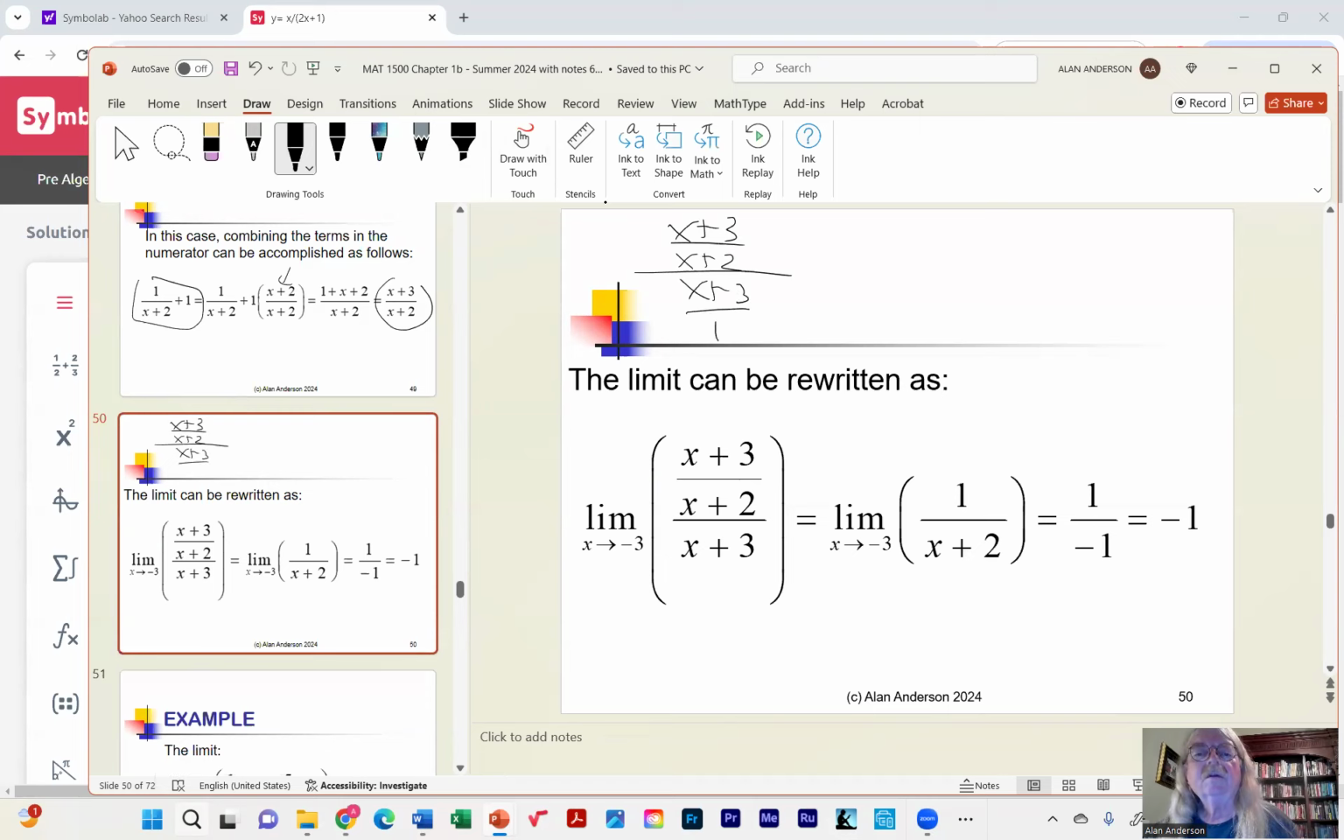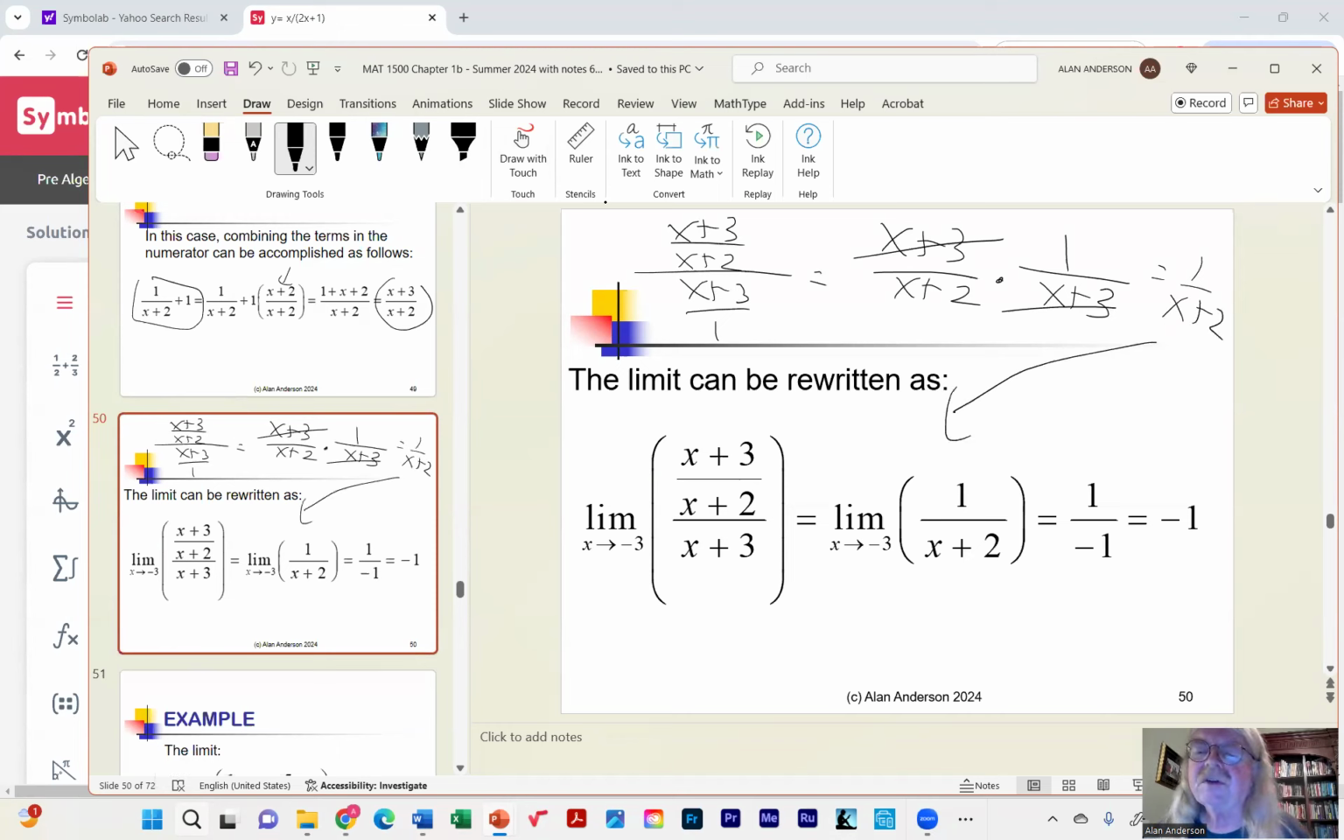I'll put a 1 here, which will not affect the value, and rewrite it by multiplying by the inverse of the denominator. And I'm left with, very simply, 1 over x plus 2. And now substitution does not lead to 0 over 0. In fact, it leads us to negative 1. Okay.